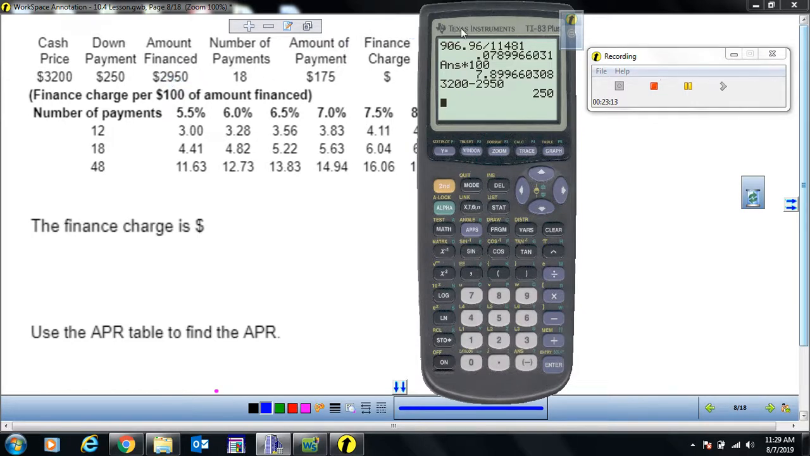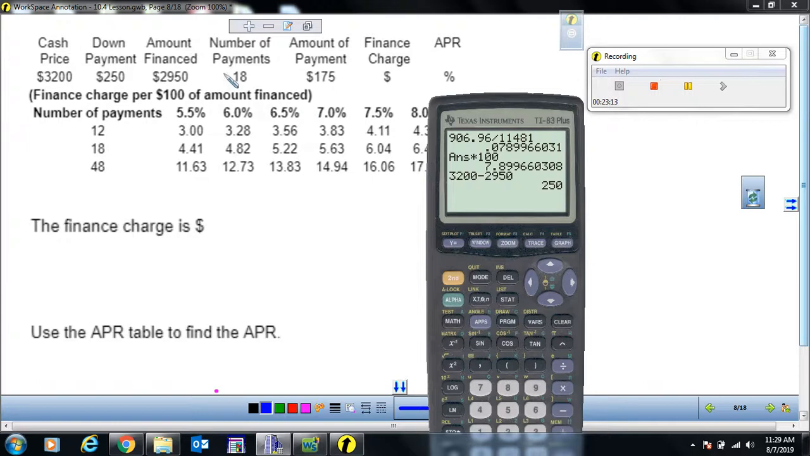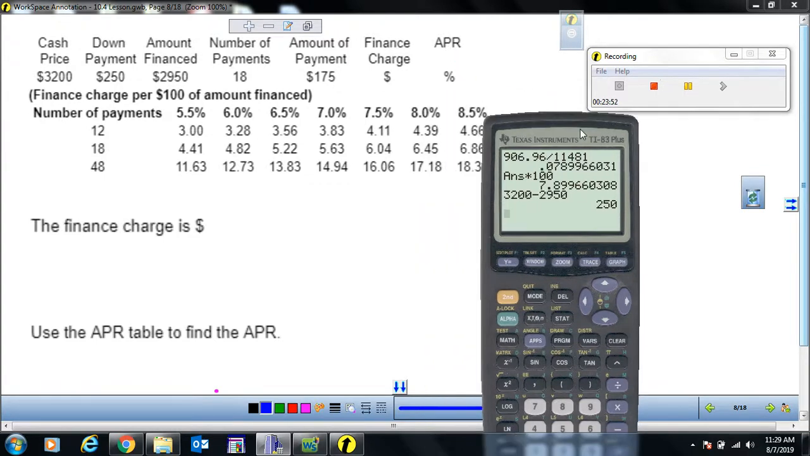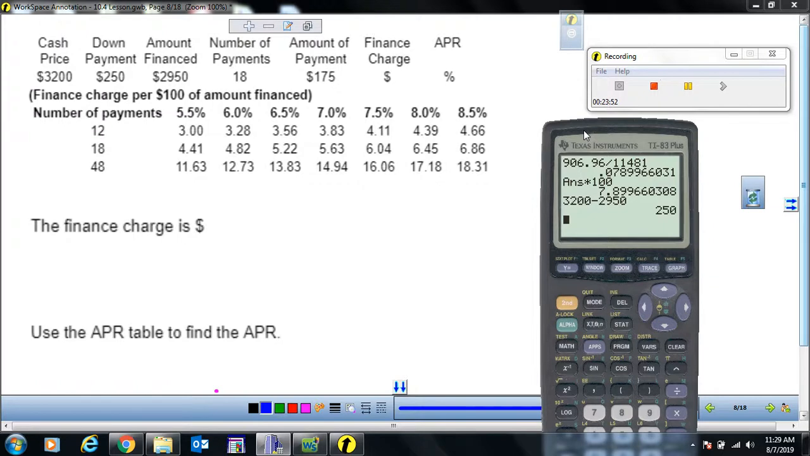The total number of payments that this person has to repay the loan is 18 months. The monthly payment is $175. We don't know what the finance charge is. We don't know what the APR, the annual percentage rate, is going to be. So, finance charge for every $100 of amount financed. I just copied and pasted here a portion of that table 10.2. Instead of going back to the table, we can just look at it here. So the first thing we are going to find out is the finance charge, an amount of dollars.